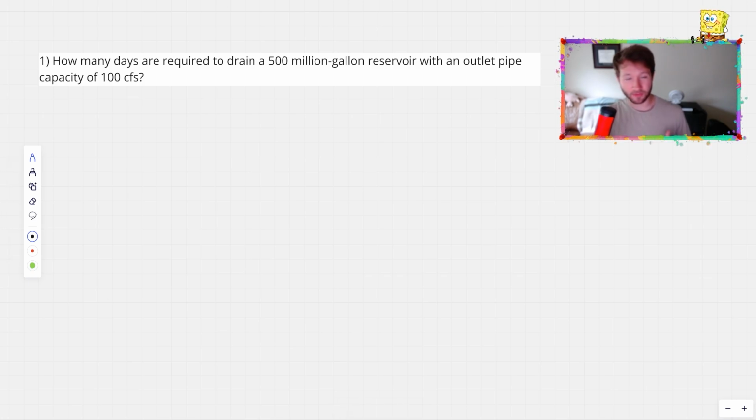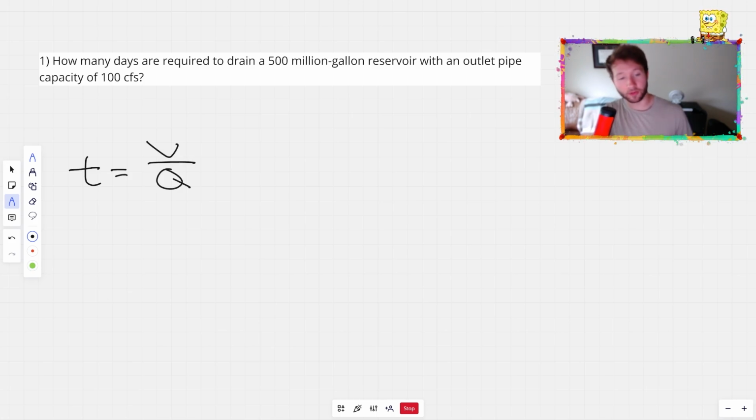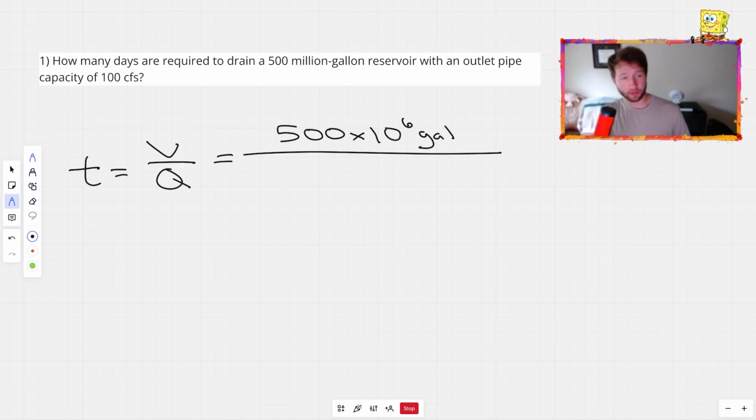To solve this, we're going to use a very simple formula: time equals V over Q, which is our volume over our volumetric flow rate. As you can see from the question, we have both of those, so we can go ahead and solve. That's going to equal 500 million gallons, and our flow rate, we were given 100 cubic feet per second.